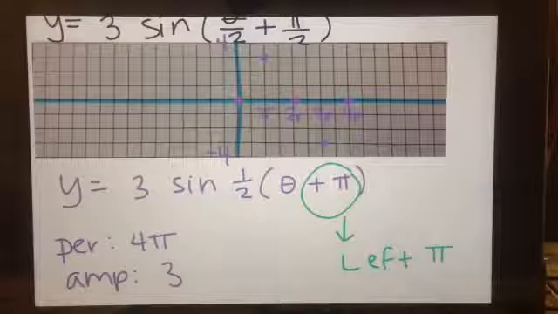If I want to move left pi, and 2 boxes equals pi, then I'm going to have to take each of those points and move each of them left 2. So I'm going to cross this one out, move it left 2. Cross that one out, move it left 2. Cross it out, move it left 2. Cross it out, left 2. Cross it out, left 2. And then I'll just connect the dots that I have.